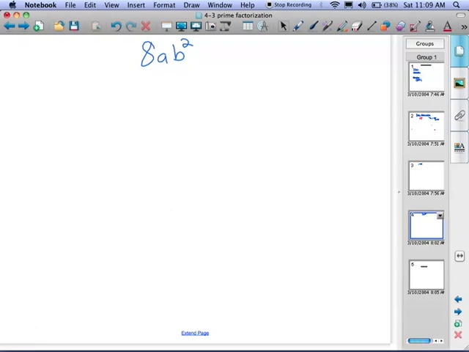Next board, we have 8ab squared. Now we're going to have variables. First board was a plain number. Second board was negatives. Third board has variables. Not as difficult as you might think. We're going to take the ab squared off. Move it off to the side, and we're only going to work with the 8.